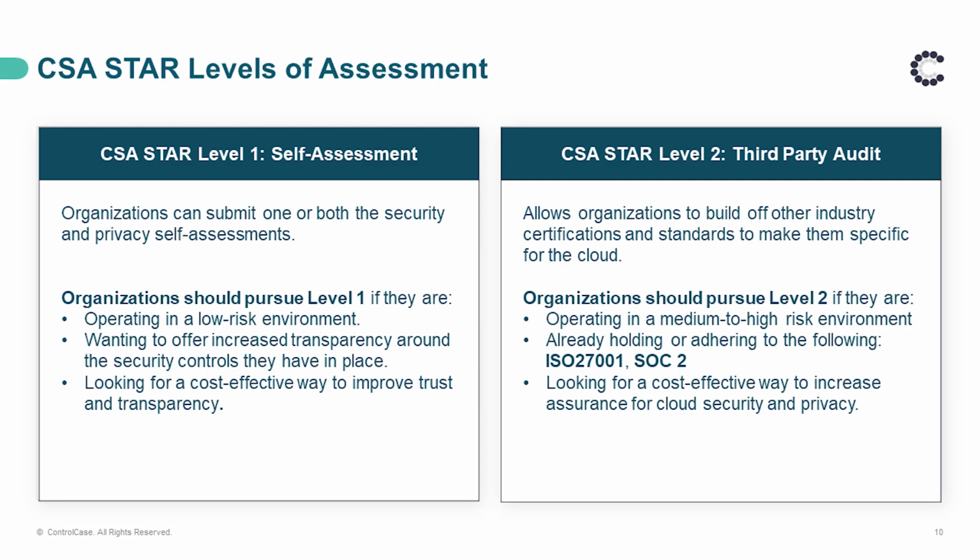Excellent. Thank you so much, Daniele, for this answer. So when we move from the level 1 assessment, now we look at the level 2 assessment, which is like a third-party audit, wherein you have a third party which performs assessments against certain controls of the CCM, the metrics, and it allows organizations to build off other industry certifications and standards. So, for example, if you have to pursue a level 2 CSA STAR, you should either have an ISO 27001 certification or a SOC 2 assessment, which you are already adhering to, or you are holding these standards.